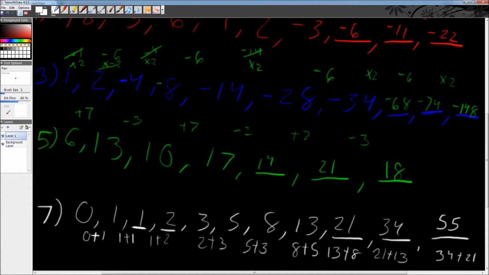So it's not always just about looking for numbers that keep on showing up. It's about finding relationships between the numbers. And the relationship for number 7 is to add the 2 previous numbers to get the next number. And that's it for today.